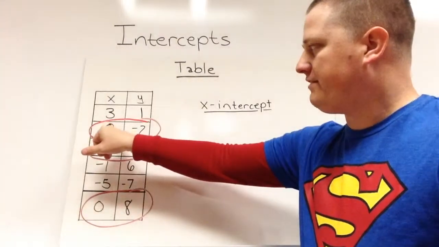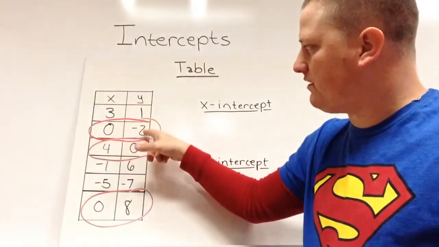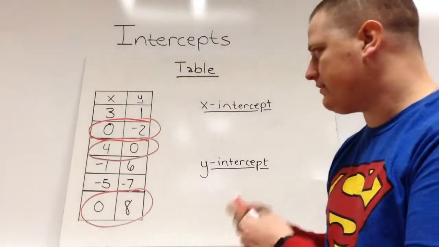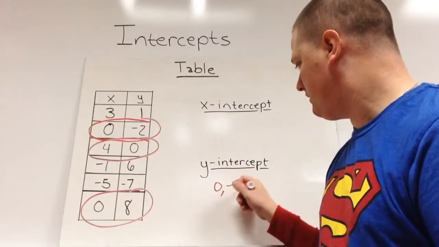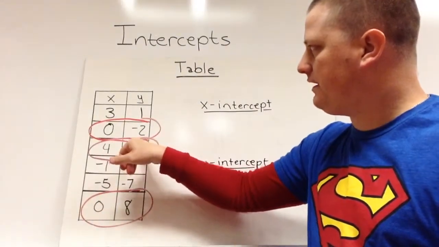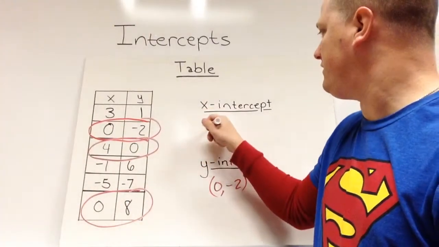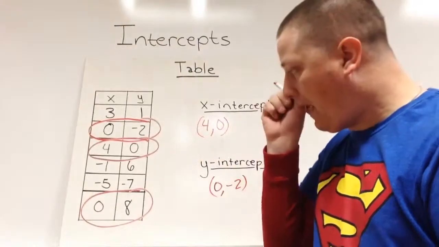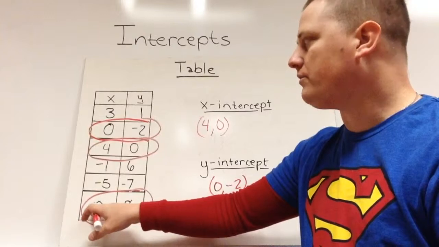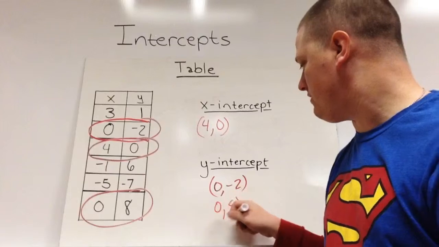Well, we have a 0 first here. Anytime the 0 is with the x, that makes it a y-intercept, because it's going to cross the y at this value. So our y-intercept is 0, -2. 4, 0 has a 0 in the y value, meaning it's going to cross the x-axis at 4. So this is an x-intercept. And our last one here, 0 is in the x value. So because it's in the x value, this again would be a y-intercept. 0, 8.